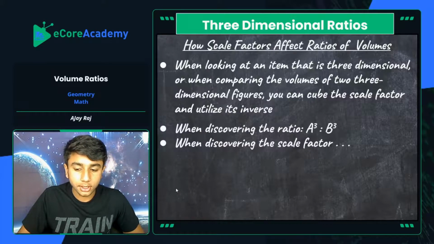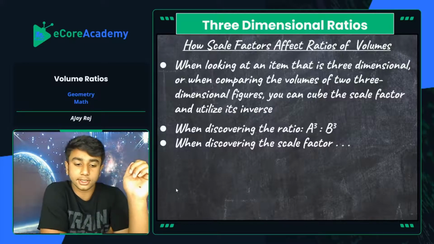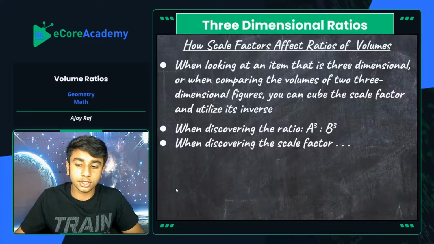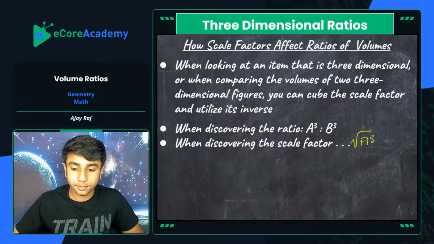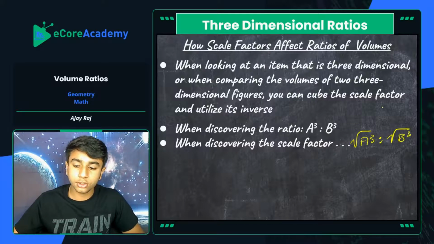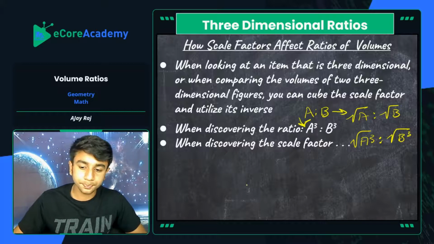So when discovering the ratio, all you would do is cube the scale factors this time. Cube the side lengths this time. And that's in relationship to your scale factor. You just cube your scale factor in this case. When discovering the scale factor, moving from ratio to scale factor, you do square root of a cubed to square root of b cubed. Or you could just do square root of a to square root of b, in terms of a to b, after simplifying this equation here.